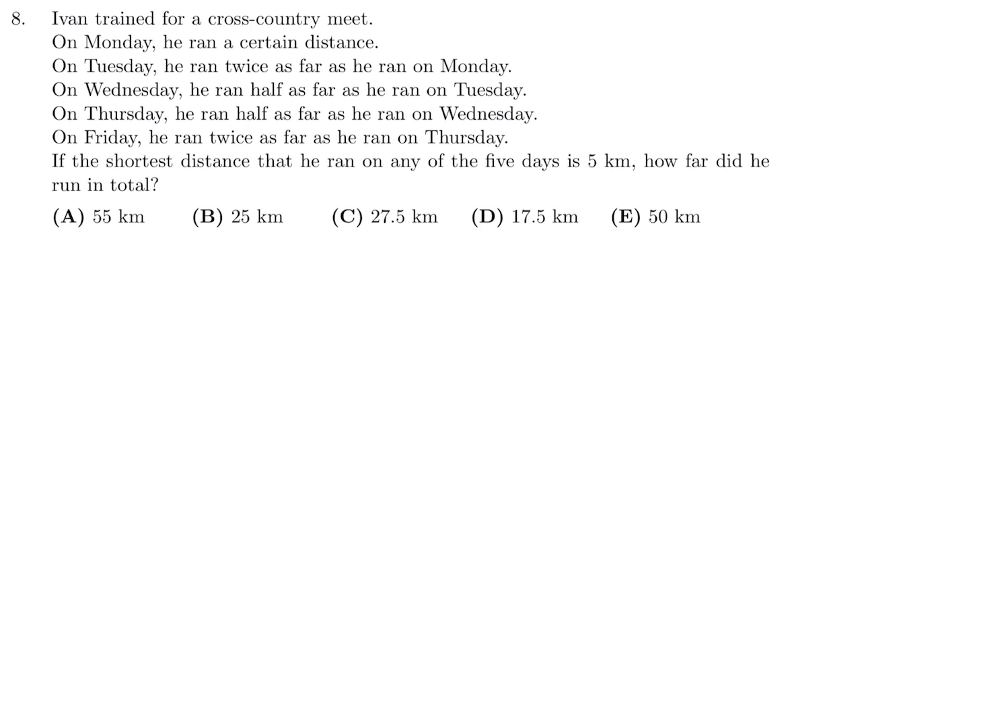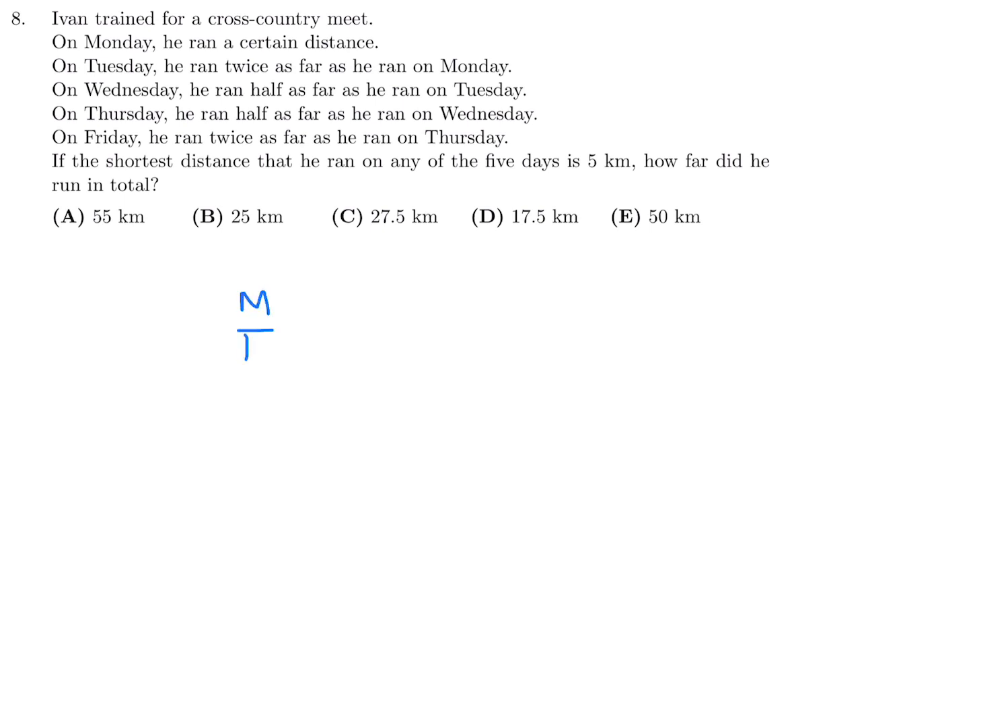Ivan trained for a cross-country meet, that is running. On Monday, he ran a certain distance. Tuesday, he ran twice as far as he ran on Monday. Wednesday, he ran half as far as he ran on Tuesday. Thursday, he ran half as far as he ran on Wednesday. And Friday, he ran twice as far as he ran on Thursday. If the shortest distance that he ran on any of these 5 days is 5 kilometers, how far did he run in total?